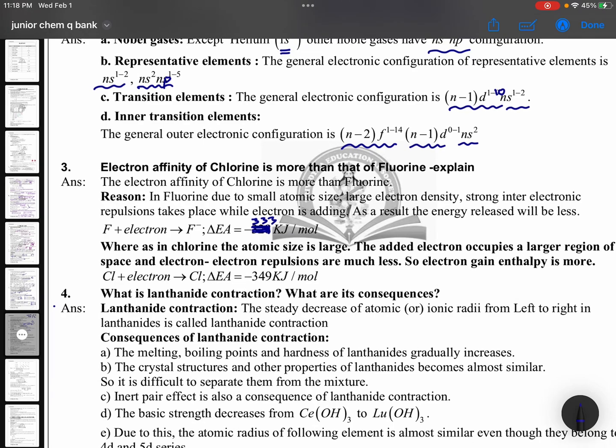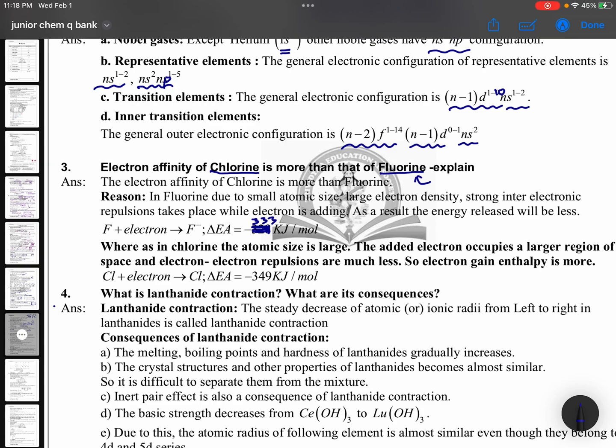Electron affinity of chlorine is more than that of fluorine. Explain. Actually, fluorine should be more, but chlorine is more because chlorine size is a little bigger. So electronic repulsions are minimum. In fluorine, size is small, so electronic repulsions are more. So electron cannot be added easily into fluorine. See what is mentioned here: the electron affinity of chlorine is more than fluorine.